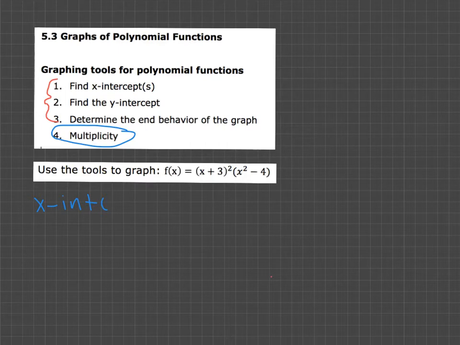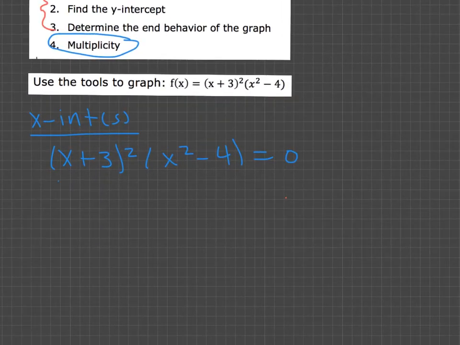To do that, we set the function equal to 0 and we're going to solve for x. To do this, I'm going to leave this x plus 3 squared just as it is, but let's factor this x squared minus 4. Now, I don't really have to do this, but for purposes of the example, we're going to factor that. It's the difference of two squares. We have x and x, and then 2 and 2, and we have a plus in one of them and a minus in the other.